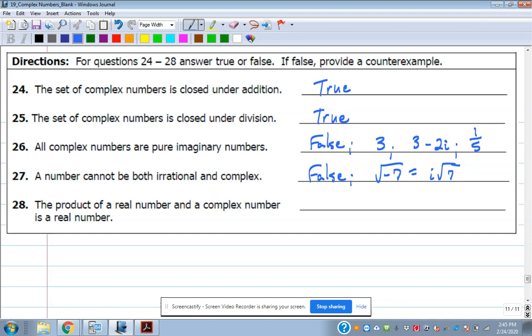28. Product of a real number and a complex number is a real number. If I multiply a real number times a complex number, do I get a real number back? Yeah, I'm going to get a complex number. So here's a real number, 2. Here's a complex number, 4i. 2 times 4i is 8i. And guess what? That's not a real number. That's a complex number. Technically, it's a purely imaginary number, but it works there. So a lot of stuff here. Got about 15 minutes left here.